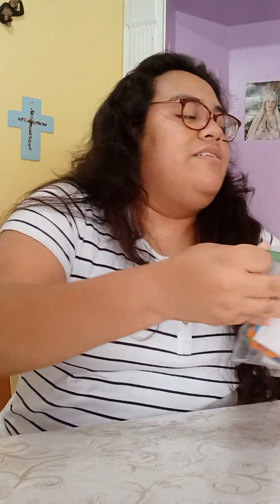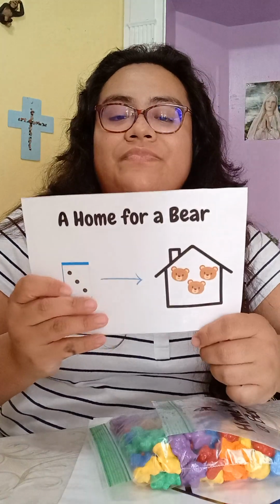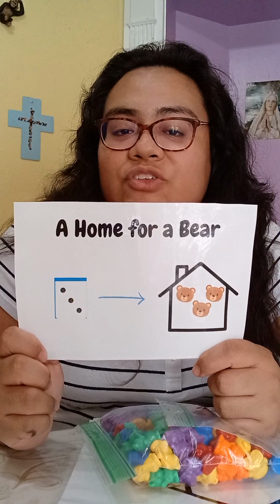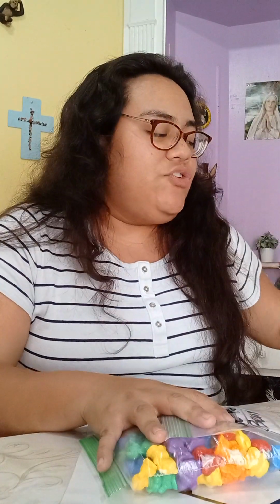And so for our second center activity, we have a home for a bear. And so here's another instruction card that students can refer to if they needed. It would just be on the wall next to where the center would be.